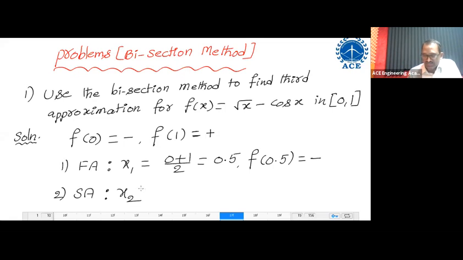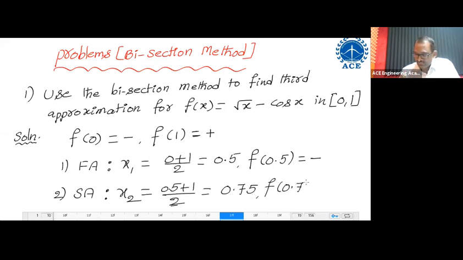Then the second approximation is the average of 0.5 and 1, that is 0.75. Immediately calculate f of 0.75. Suppose f of 0.75 is equal to 0, then 0.75 will be the required root. If it is not 0, tell me its sign only, positive or negative. Good, positive.